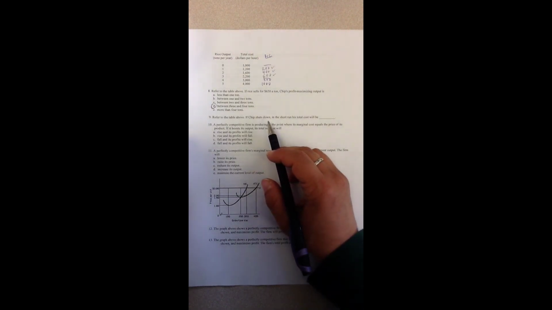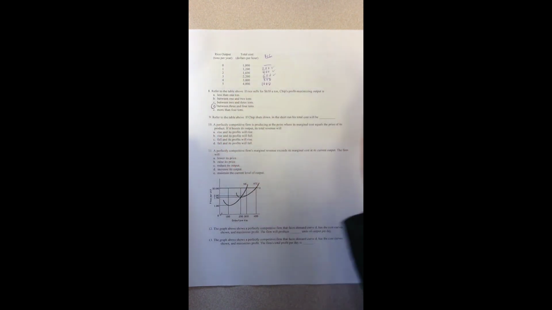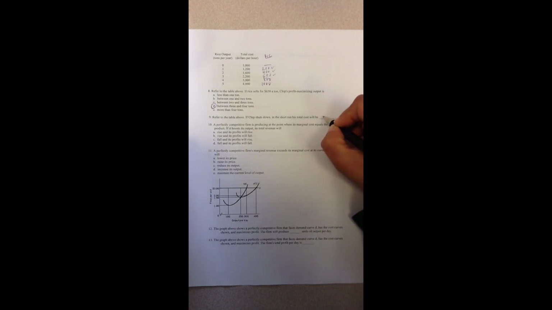Okay, if he shuts down in the short run, total cost, well, shutting down means choosing an output level of 0. Total cost will be 1,000.